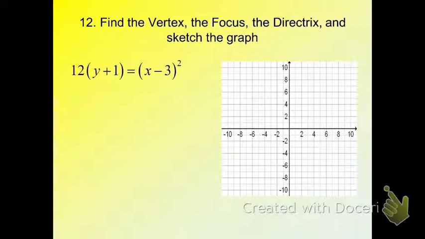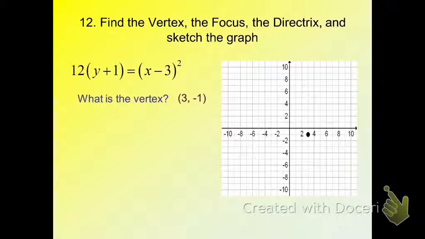Alright, so after that we got a few problems now given the equation, and then you're asked to graph it. So the first and probably easiest thing to find is going to be the vertex. Alright, so Brianna, what would the vertex be on this one? 3, negative 1. After that, you need to find the p-value. Which, Cole, what would the p-value be?